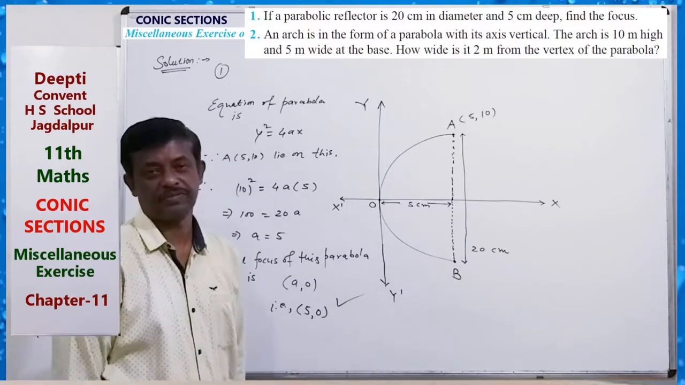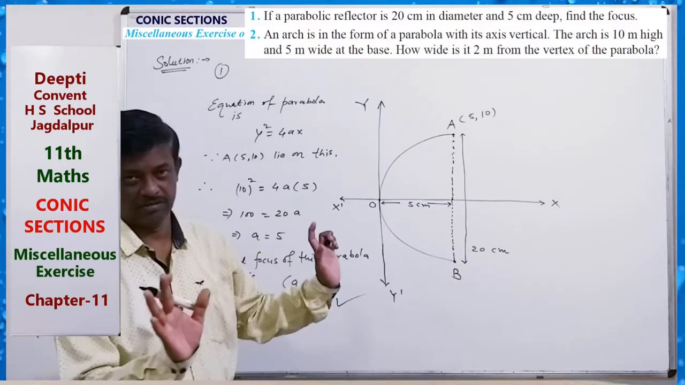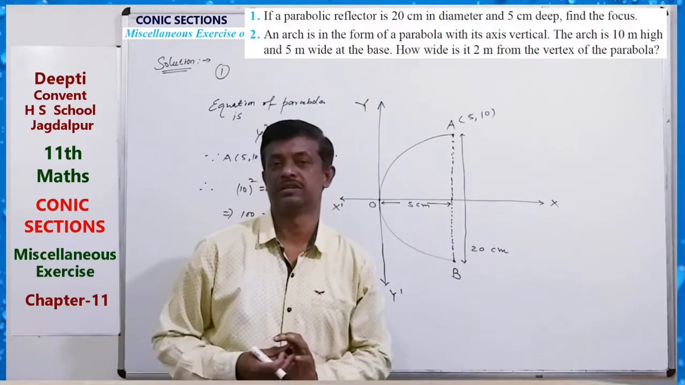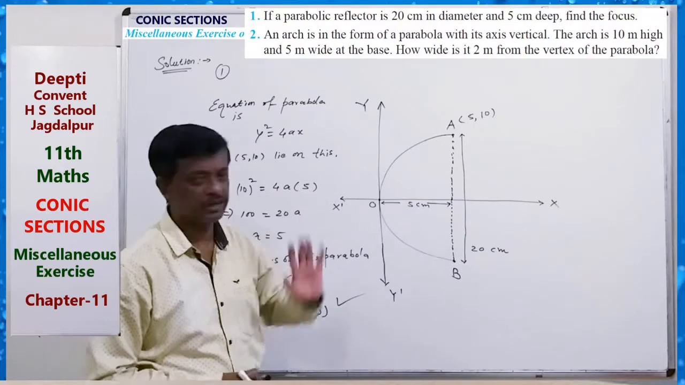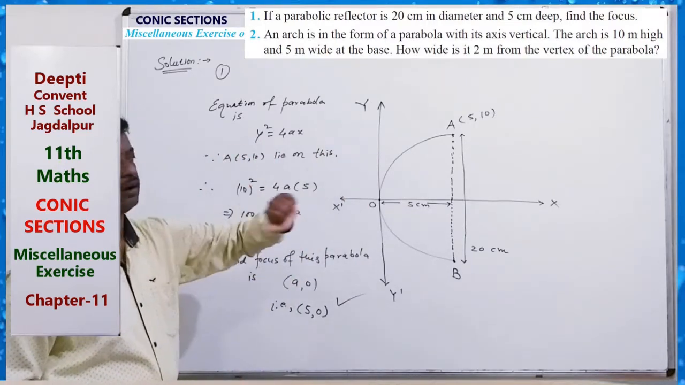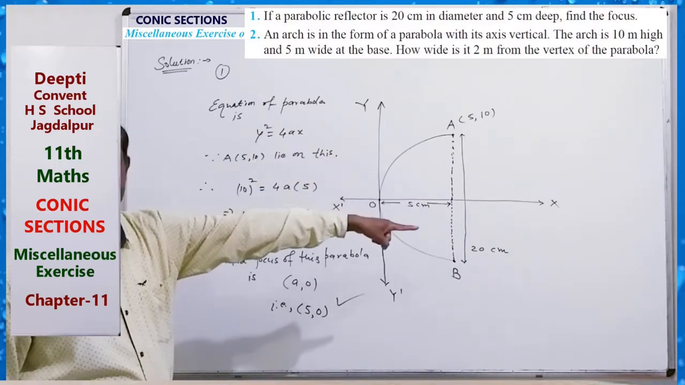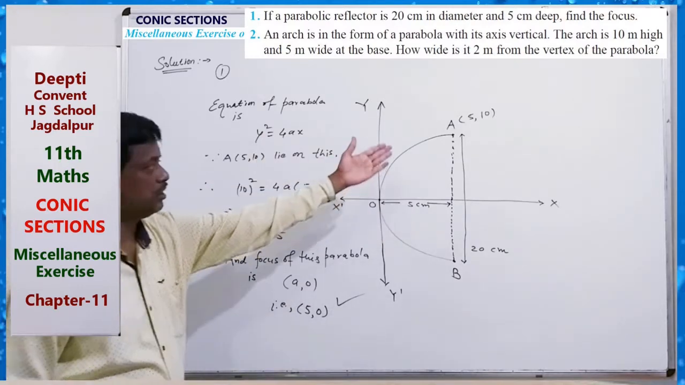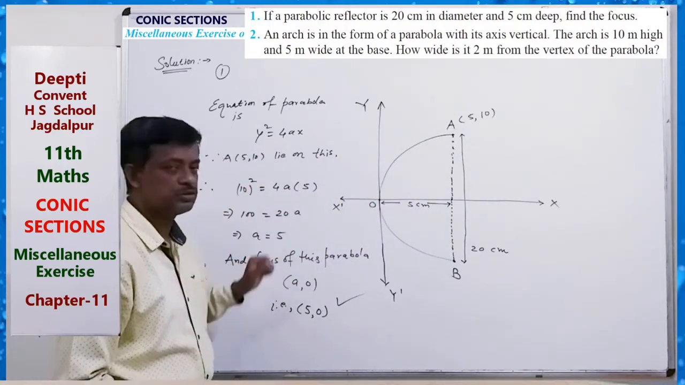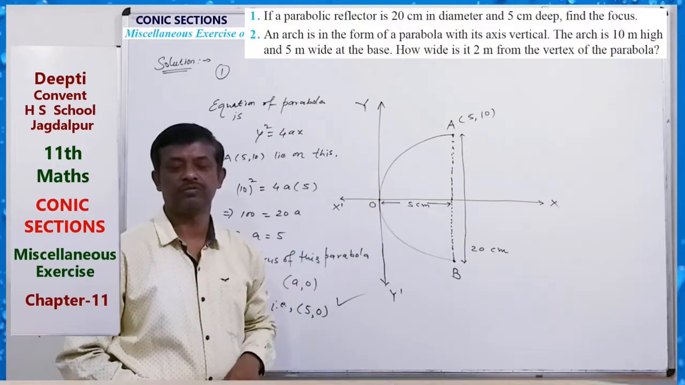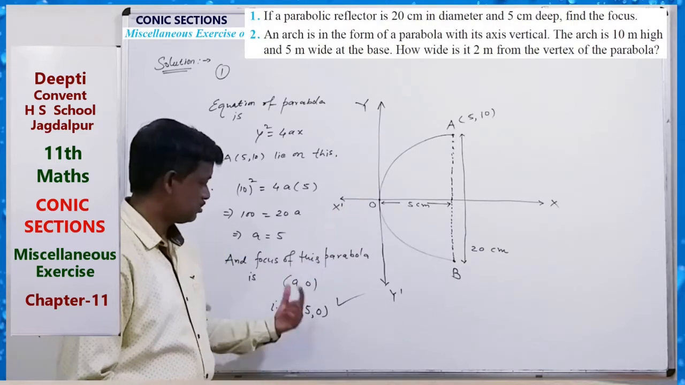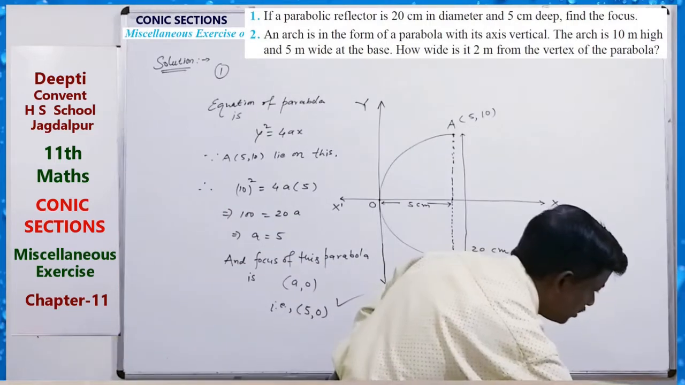So this is the answer. We can draw according to the question. We know the equation of the parabola will be this. A lies on the parabola, so A will satisfy the equation. Just put it here, then we get a equals 5, and we want to find the focus. The focus will be (a, 0) for this parabola, so 5 is the answer.